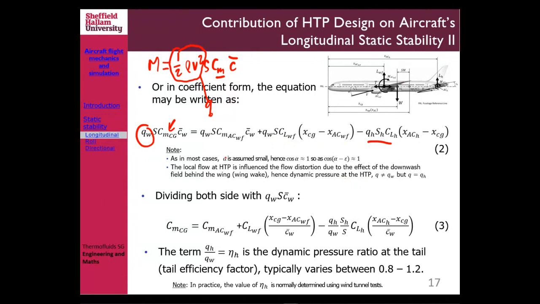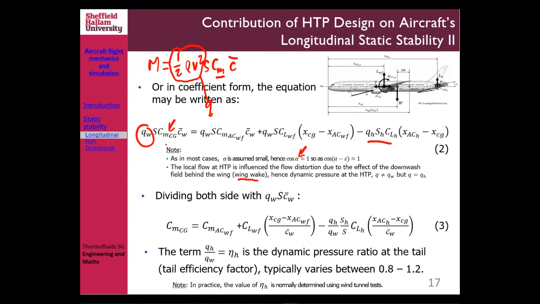Now, in most cases, alpha is assumed small. So the cos alpha from the earlier equations disappears, since it equals 1. The same goes for cos alpha minus epsilon in the last term of the previous equation, which also equals 1 if you consider alpha always small. We also have to note that whatever happens on the wing is not always the same as what happens on the tail, because of that downwash or wing wake we talked about earlier.